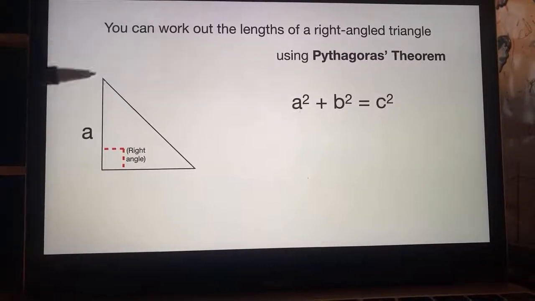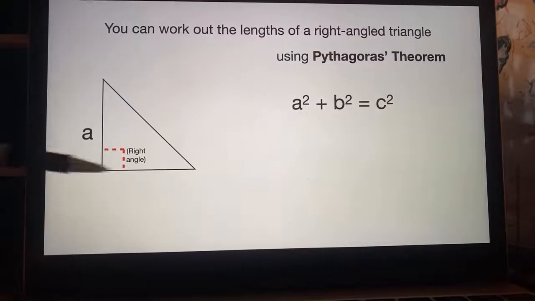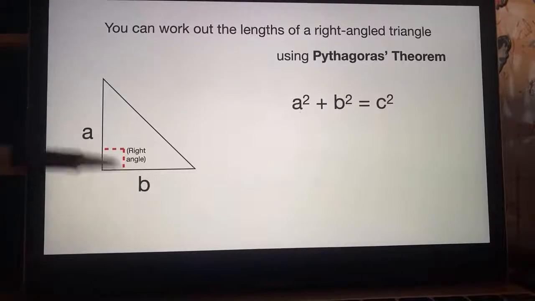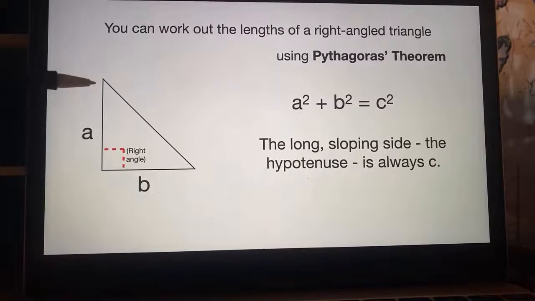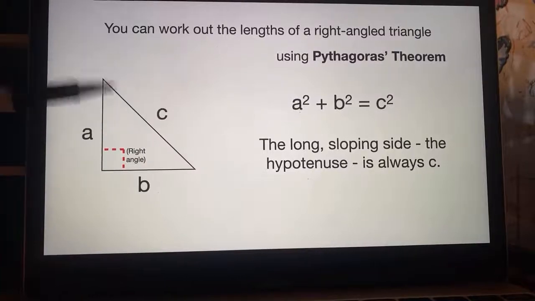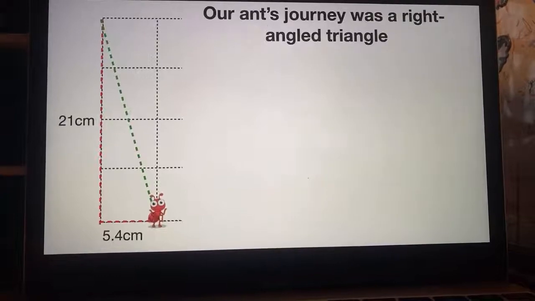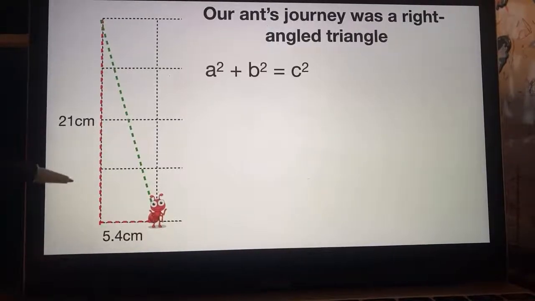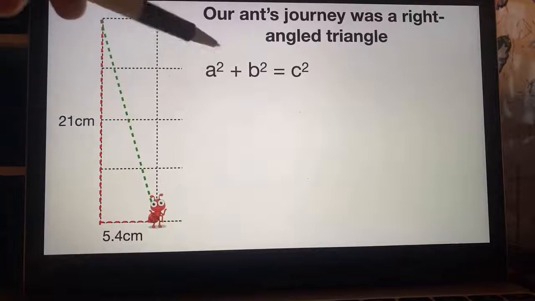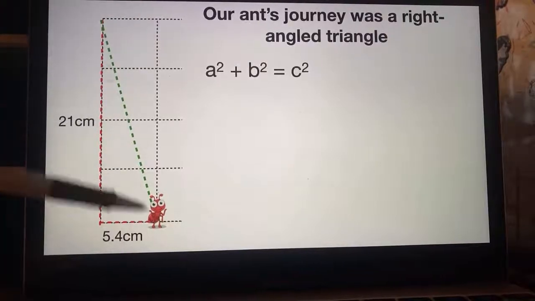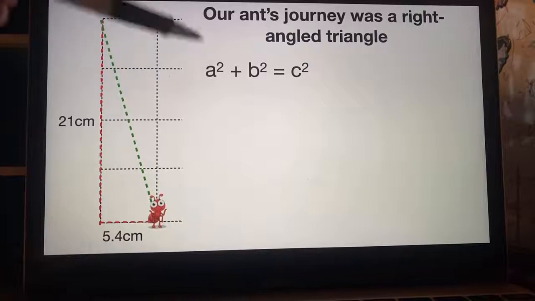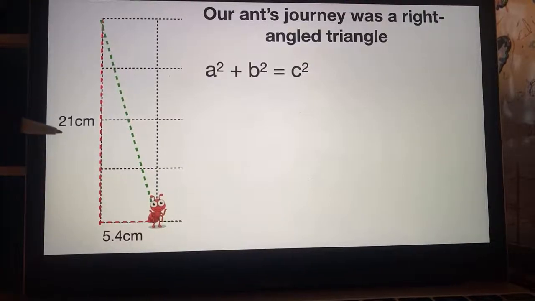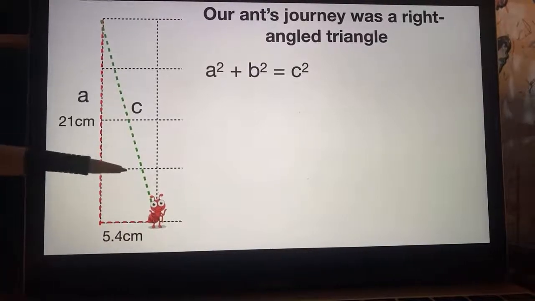So one of the lines next to the right angled triangle you call a, and one you call b, next to the right angle. It doesn't matter which one of those is which, you could switch them around. But the long sloping side, what we call the hypotenuse of the triangle, is always c, okay? c's got to be the long slopey side, a and b can be whichever ones you want, it doesn't matter. So our ant's journey was a right angled triangle, right? So we can use this Pythagoras' theorem to work out the length of this green line, what the ant's displacement was. So a squared plus b squared equals c squared. It doesn't matter if 21 centimetres is a or 5.4 centimetres is a, but that long slopey edge has got to be c, all right?